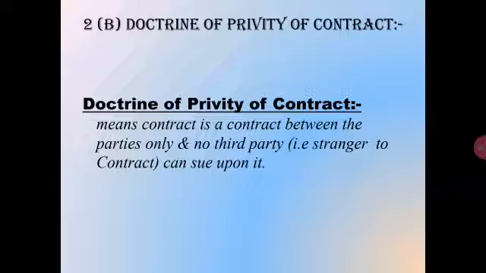Now, the doctrine of privity of contract. It means a contract is a contract between the parties only, and no third party, that is, a stranger to contract, can sue upon it.